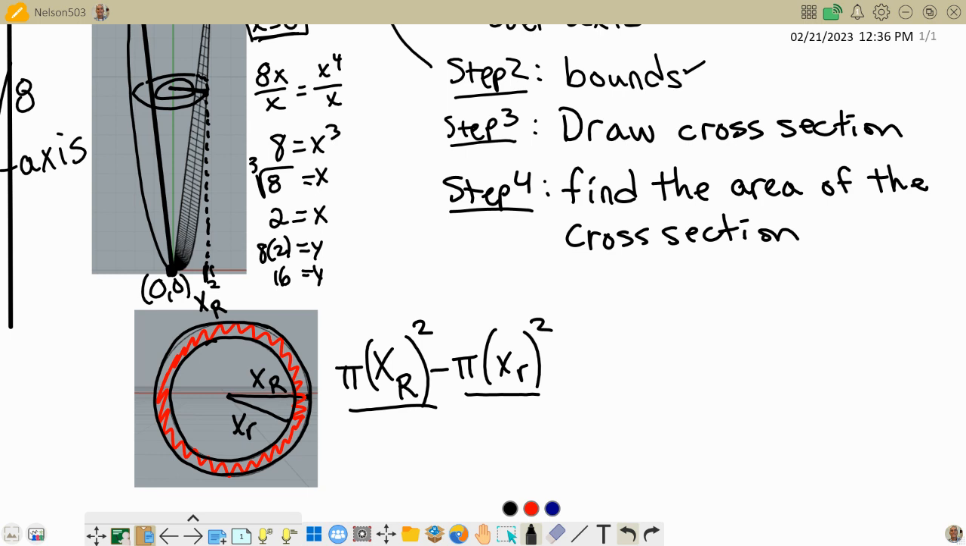So let's change colors here because this is going to get a little difficult to draw up here on the screen. Here's where my x sub little r would be, right there. So that's my x sub little r in red. Okay, now what's the problem with having my equation just like I've got it?